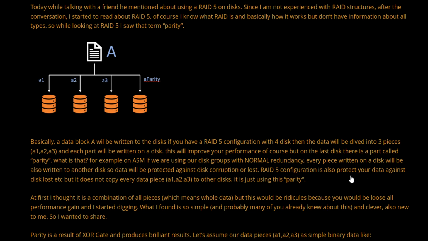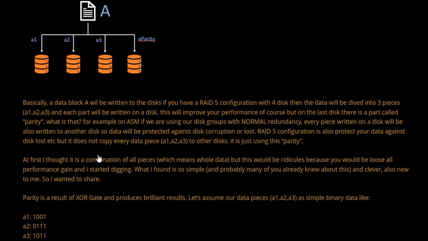RAID 5 configuration also protects your data against disk loss, but does not copy every piece of data. Essentially, it's not like RAID 1 where it's mirroring all of the data. It's still splitting the data across disks to give you a performance boost, but it's also providing some protection, and it's doing that using the parity. Parity is a result of the XOR gate, and you can see in this example we've got A1, A2 and A3.